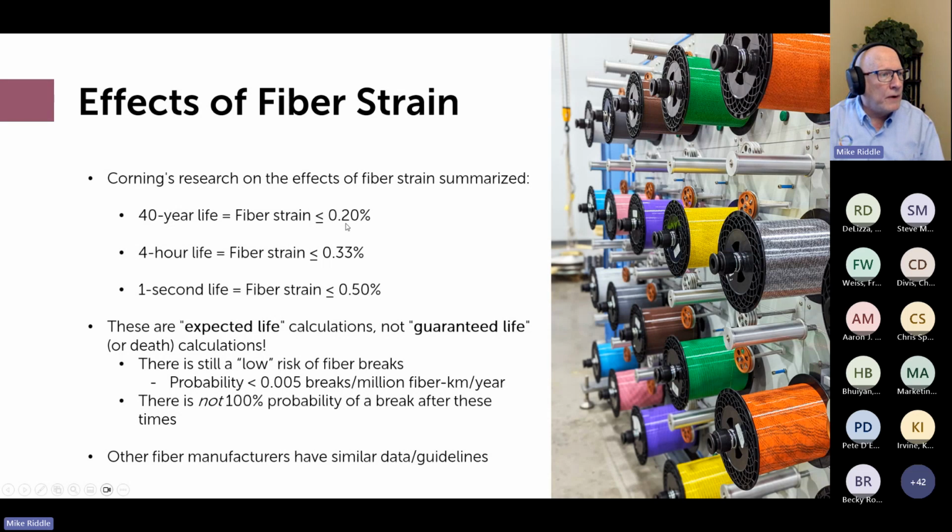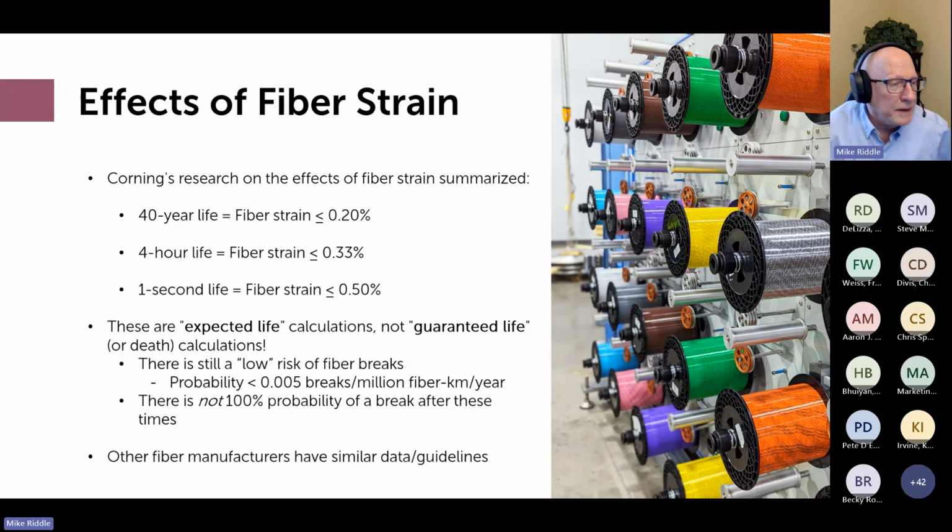So if you had a fiber under strain of 0.2%, it doesn't mean that every single fiber is guaranteed to last 40 years. It just means the probability is that it will last 40 years. This is based on a low risk of the fiber breaking. And it's roughly this value that you see here, 0.005 breaks per million fiber kilometers per year, is what your odds are. And this is deemed an acceptably low number.